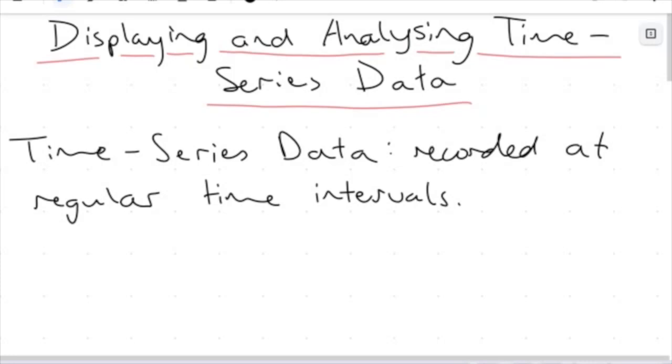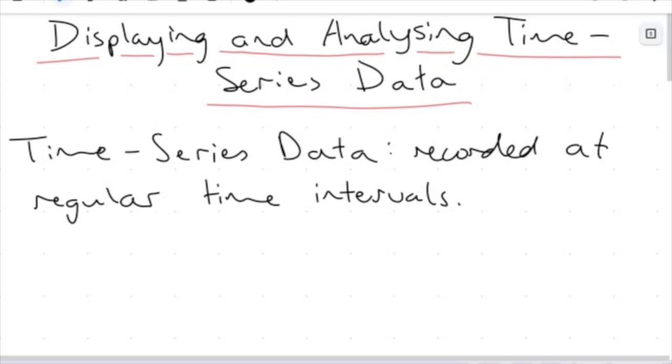We're looking at a new type of data today, and we're going to be looking at drawing this and analyzing it. We're looking at a specific type of data called time series data. Now what this is, as I've written here in the definition below, it's basically just data that is recorded at regular time intervals. So when we display this type of data, we're basically just looking at how one particular thing, one variable, changes over time.